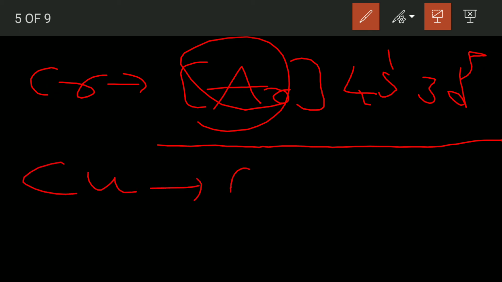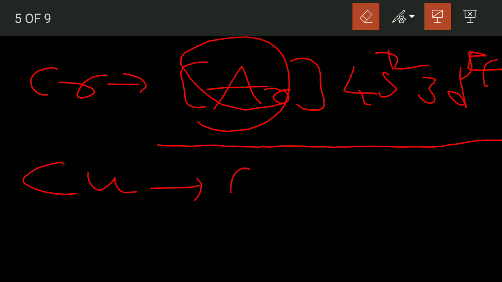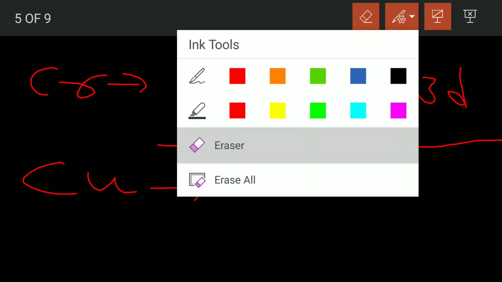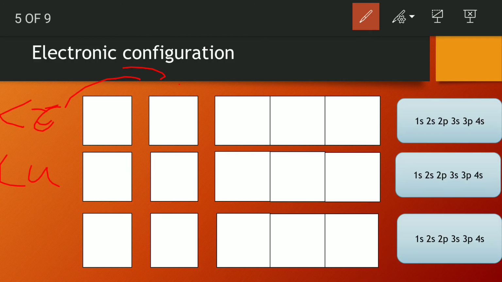Basically the expected one would be 4s2 3d4, but due to exceptions we have made it like this, that is 4s1 3d5. So these two are the only exceptions, right? For copper, here we have 4s2 and 3d9.